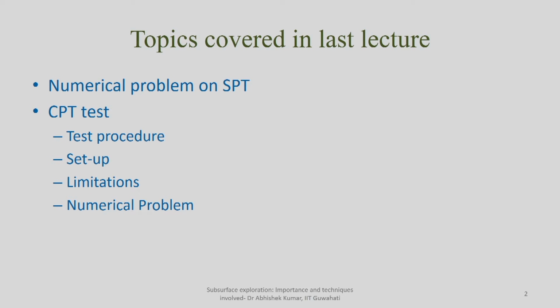Then, similar to any other test, we discussed the limitations of the CPT test. The soil which is undergoing failure is not at the tip of the cone, but about 21 centimeters ahead of the tip, where the passive failure in the soil is happening. Based on the discussion of the cone penetration test, setup and limitations, we tried to solve a numerical problem.